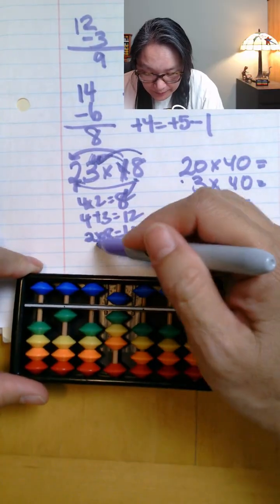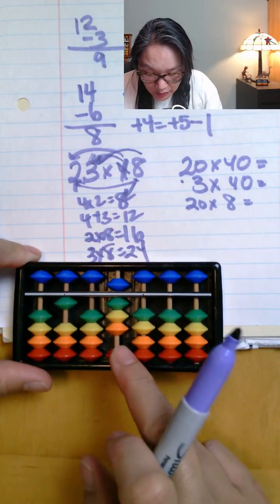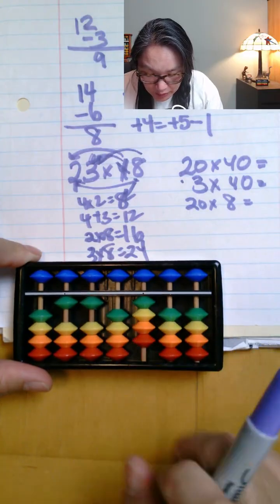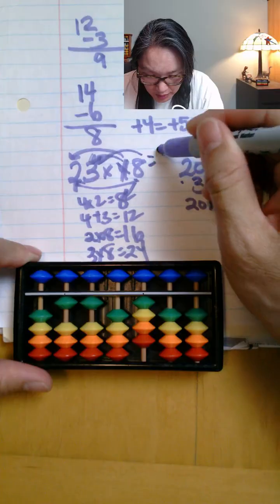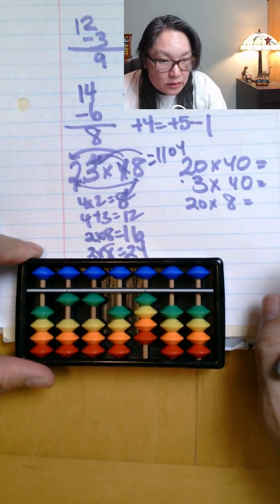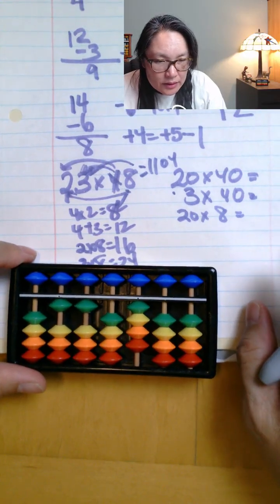8 times 3, or 3 times 8 is equal to 24. Add the 2, add the 4. Add the 2, plus the 10, minus the 8, add the 4. So my answer is 104.